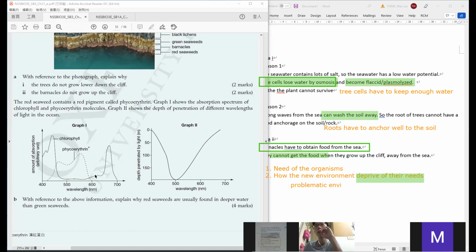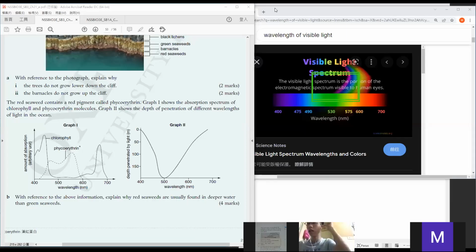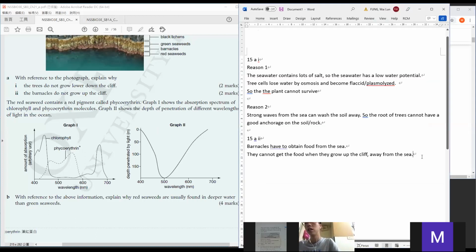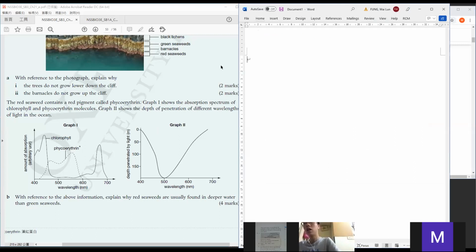Okay, so I guess you finished some parts. So this is information from the visible light spectrum. You can see chlorophyll is green in color. Chlorophyll is green in color.